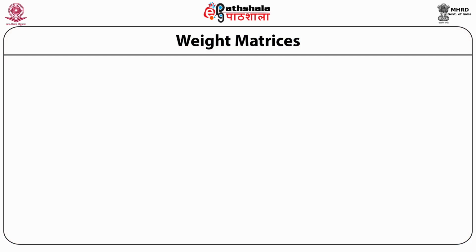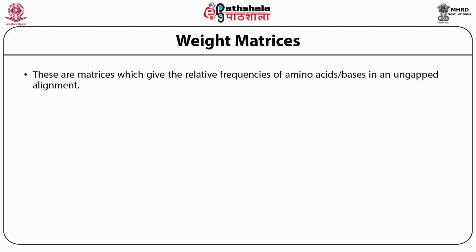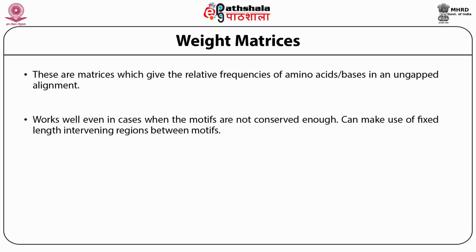We gave some idea about position specific scoring matrices. Sometimes these are also called weight matrices. I think very early work on this was due to Gunnar von Heijne, among others, in Sweden. Now these matrices give the relative frequency of amino acids, or nucleotide bases for a DNA sequence, in an ungapped alignment. So these work even in cases where the motifs are not conserved enough.